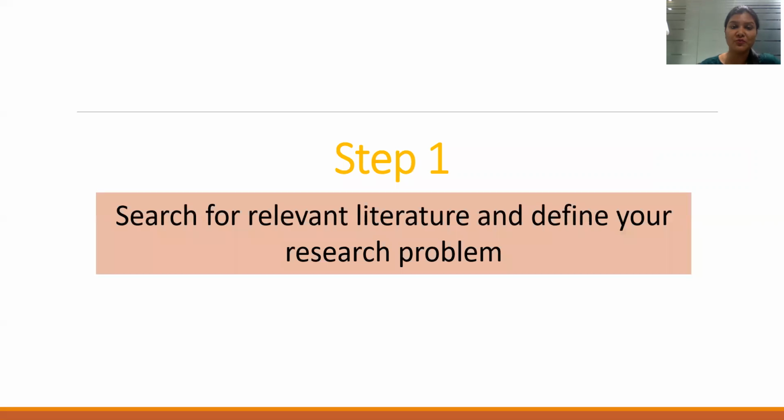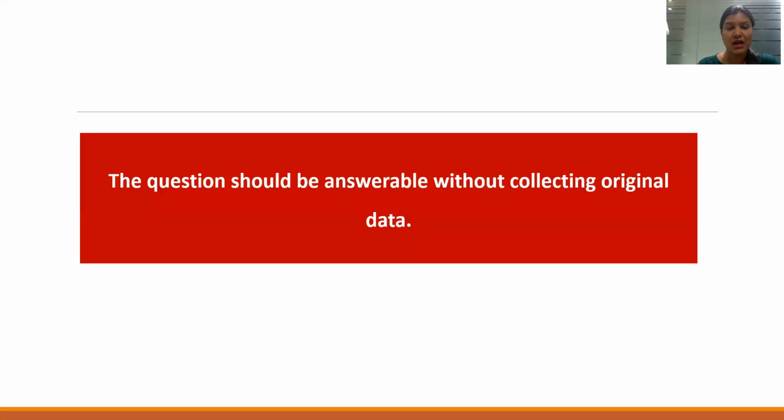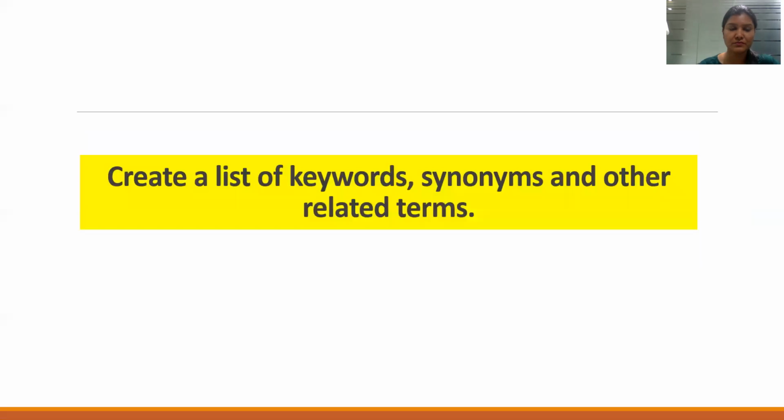Now, what is the first step to writing a literature review? First, you have to look for a relevant topic, and you have to define your research problem. Like, what are you looking to research on? This question should be answerable without collecting any original data. Unlike a thesis or dissertation topic, this is based on all the current literature which is already present on this topic. So you don't need to collect original data to write a literature review.